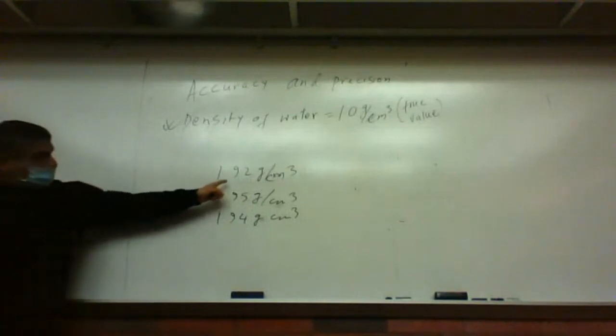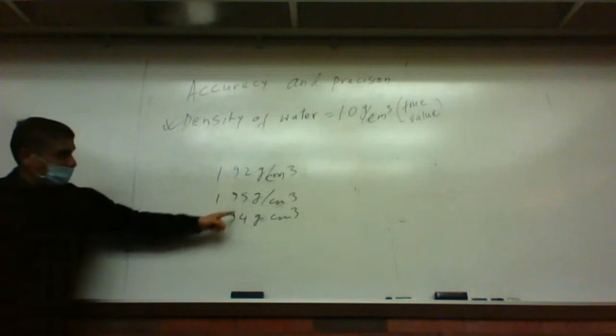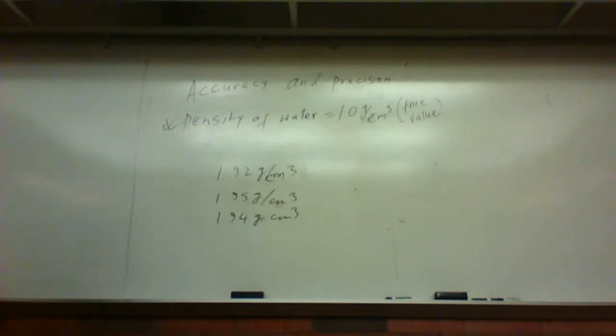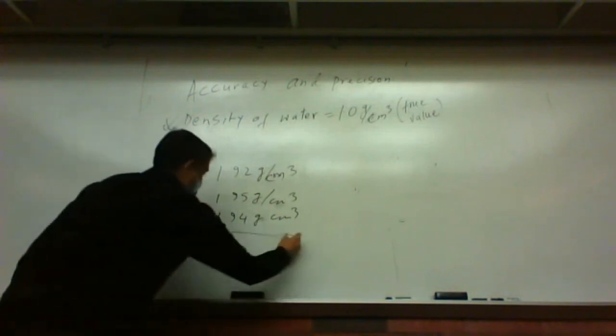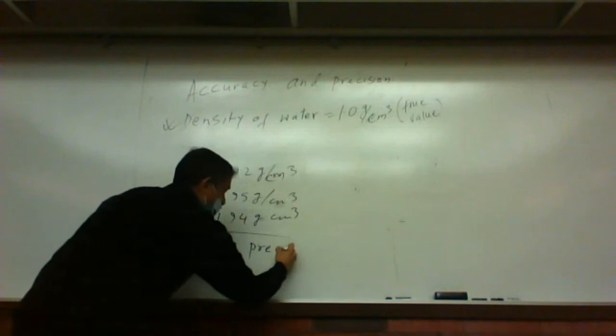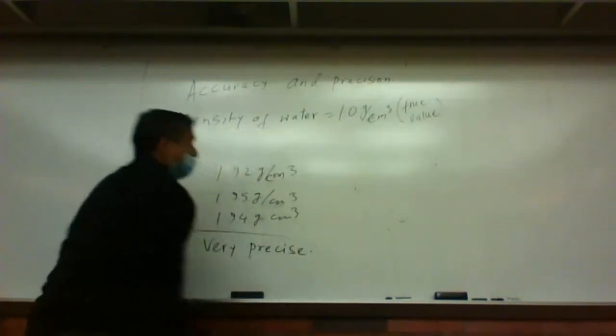Our numbers are very good, 1.92, 1.95, 1.94, these numbers are very close to each other, so we are very precise in our experiment, right? Good precision.